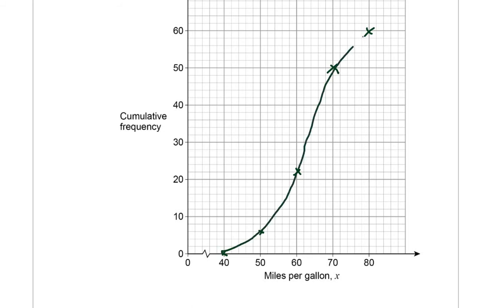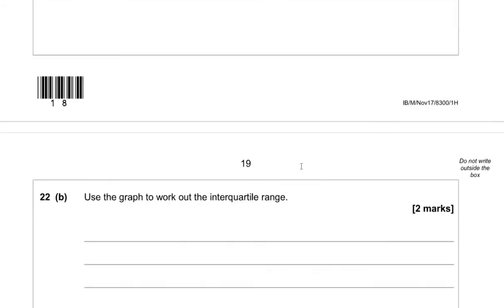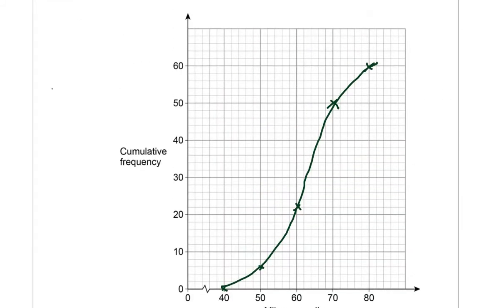Something like this. Okay, great, and that's our cumulative frequency graph. Right, part B: use the graph to work out the interquartile range. Cool. So the interquartile range is the upper quartile take away the lower quartile.